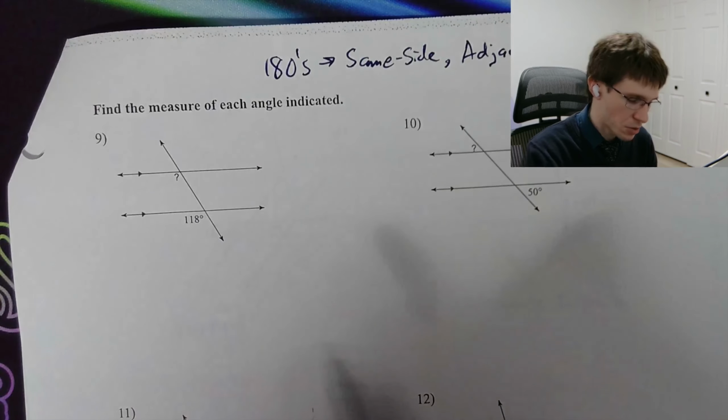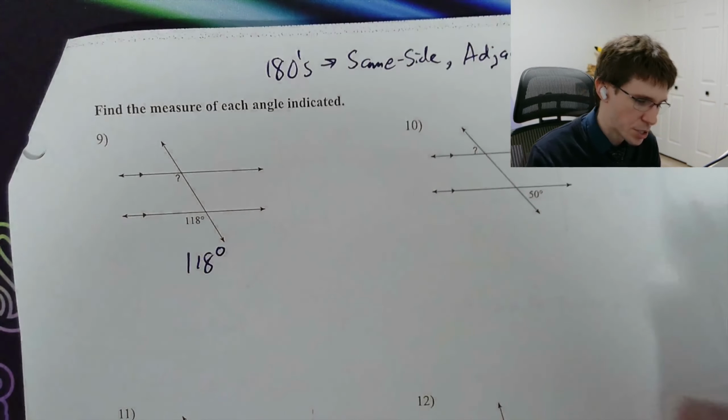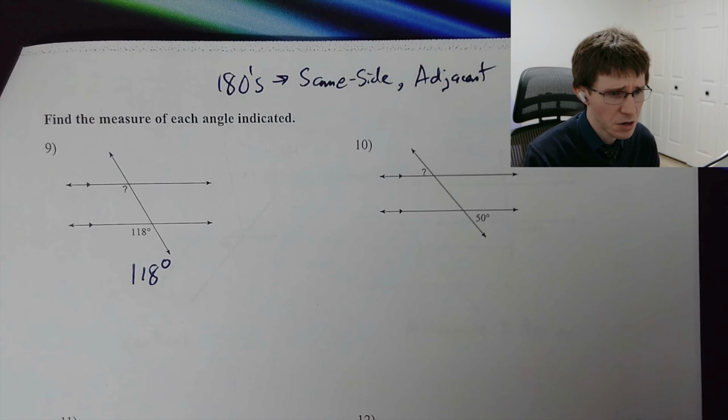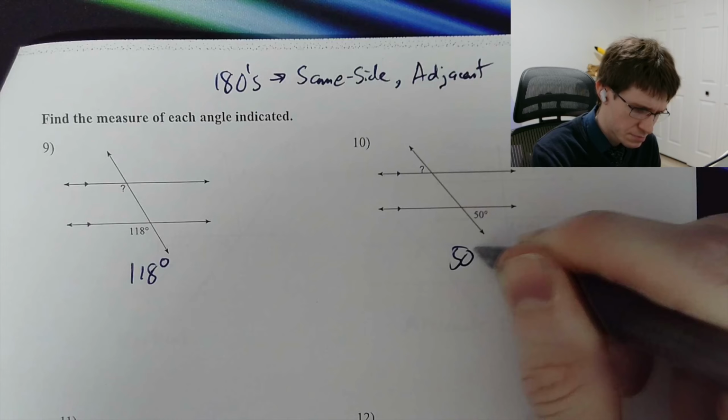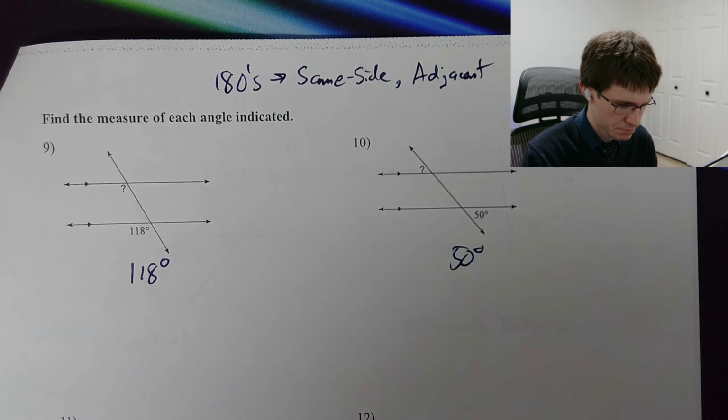So these ones are corresponding, so they're equal. So we just have 118 right away. Not much to think about. Number 10 here, alternate exterior. They're equal. Not much to think about.